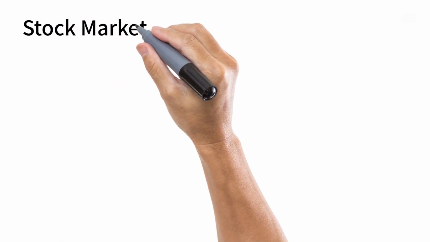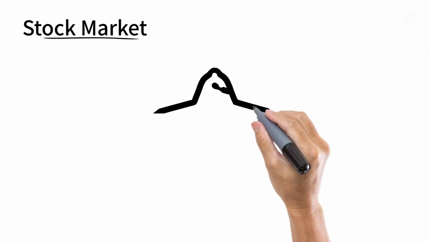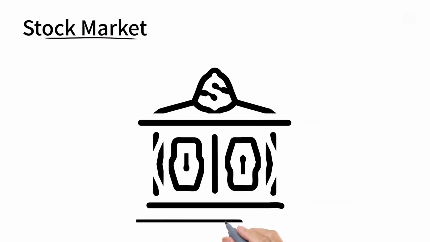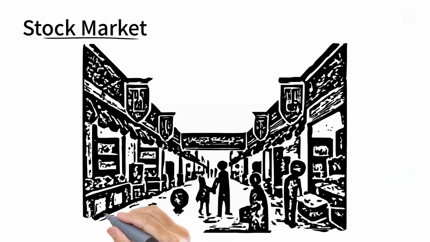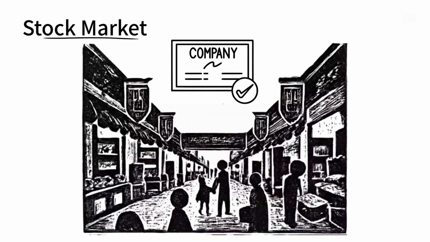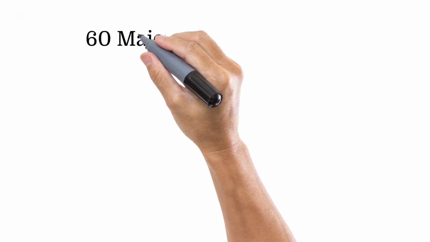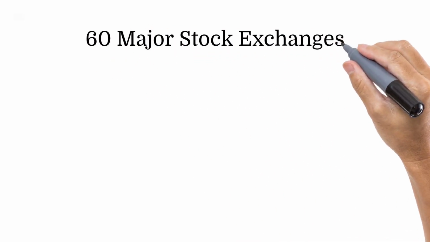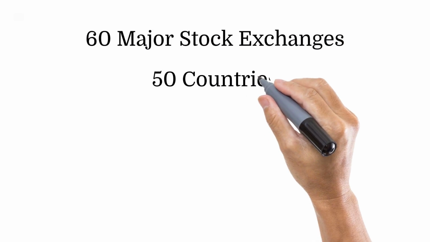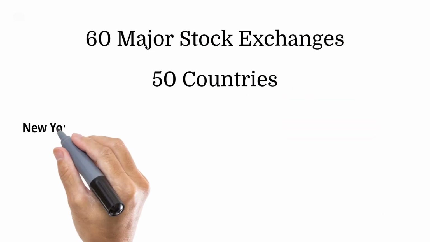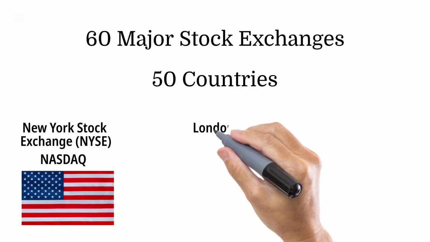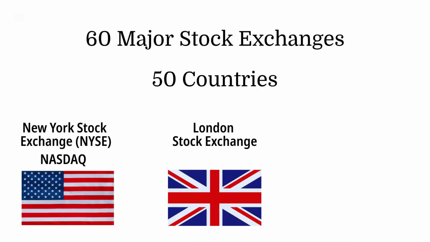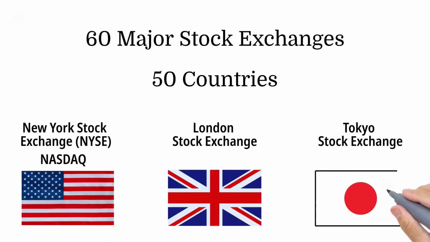Let's get into the market now. A stock market, or stock exchange, is a large marketplace where stocks are bought and sold. Think of it like a busy market, but instead of buying clothes and accessories, you're buying pieces of companies. There are over 60 major stock exchanges around the world, spread across more than 50 countries. Some of the most famous include the New York Stock Exchange and NASDAQ in the US, the London Stock Exchange in the UK, and the Tokyo Stock Exchange in Japan.